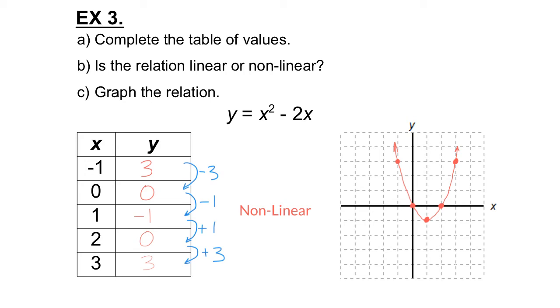A lot of people might get mixed up when they have a negative value of x and they're squaring it. So that'd be -1 times itself, so that's +1. But then here, -2 times -1 is +2. So you have 1 plus 2 is 3.